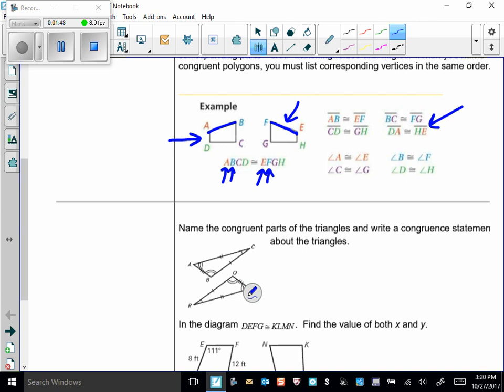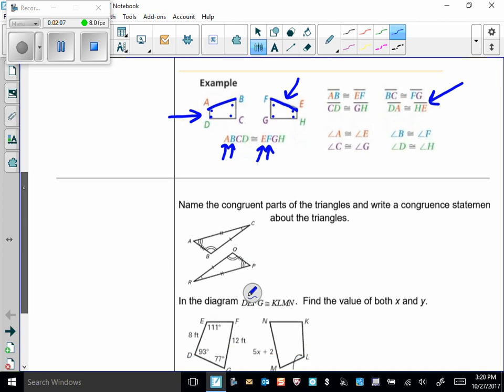Also, the angles have to be corresponding. Angle A corresponds to angle E, angle B corresponds to angle F, C corresponds to G, and D corresponds to H, and each set of those corresponding parts will be congruent if the polygons are congruent.